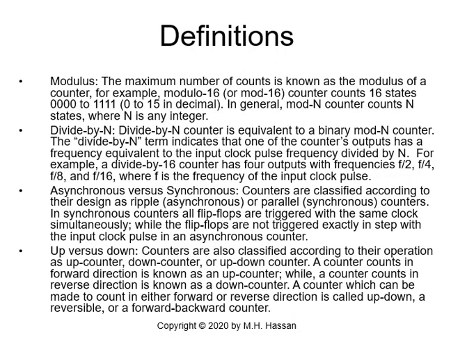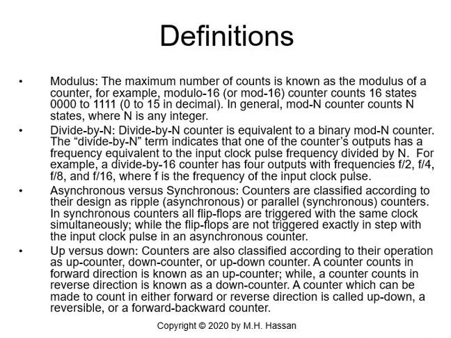There are specific definitions in digital counters. Modulus. The maximum number of counts is known as the modulus of a counter. So we call the counter modulo 16 or mod 16 counter if it counts 16 states from 0, 0, 0, 0 to 1, 1, 1, 1, or 0 to 15 in decimal. In general, a mod n counter counts n states where n is any integer.